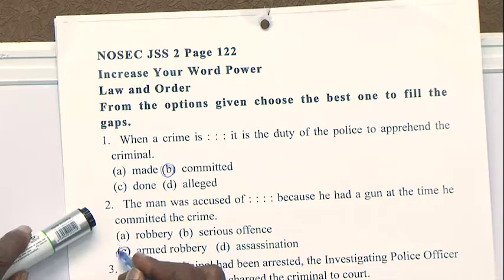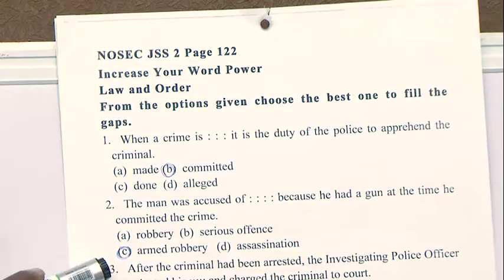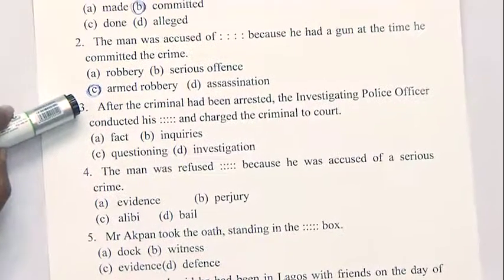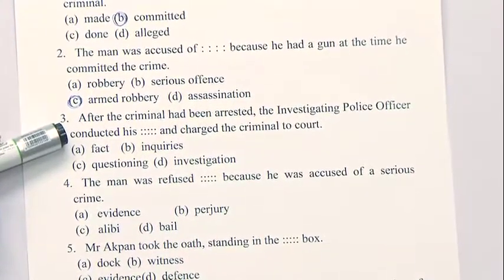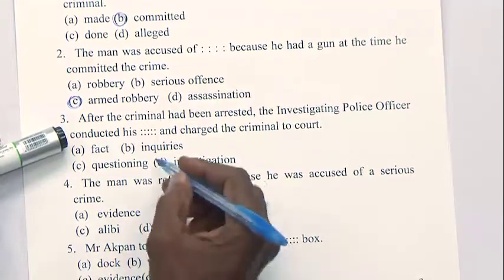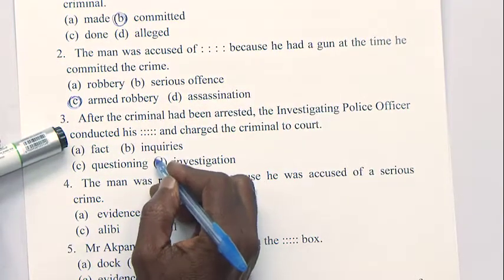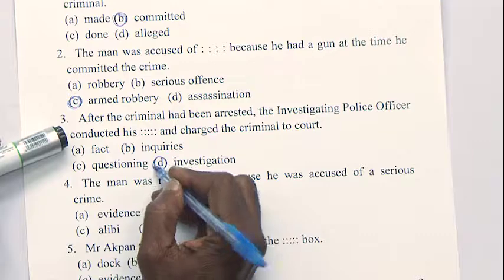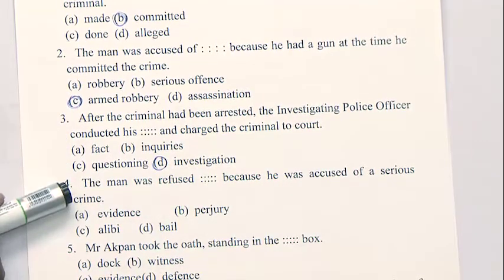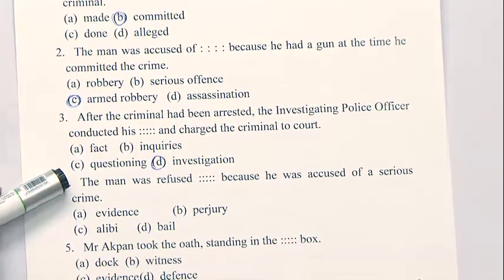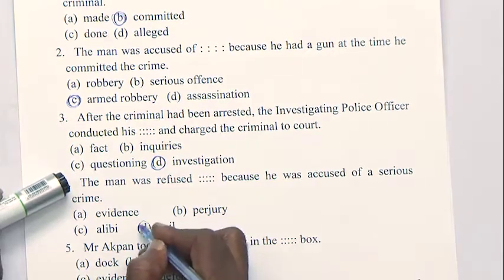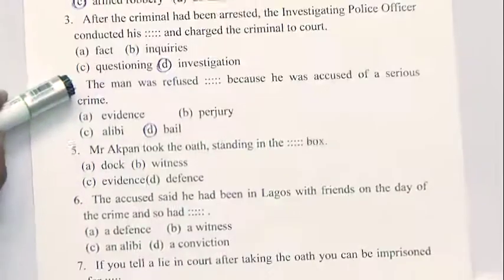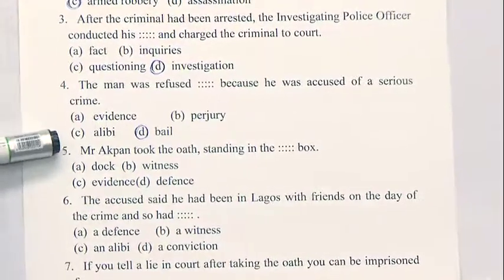After the criminal had been arrested, the investigating police officer conducted his investigation and charged the criminal to court. What does he do? He conducts his investigation. Then the man was refused bail because he was accused of a serious crime. He was refused what? Bail. Those are the correct registers, correct vocabularies for this type of law and order.